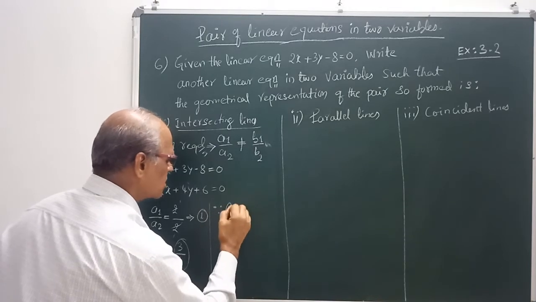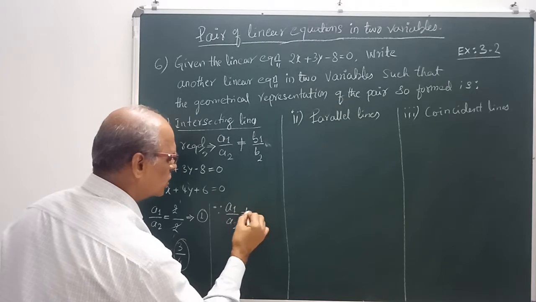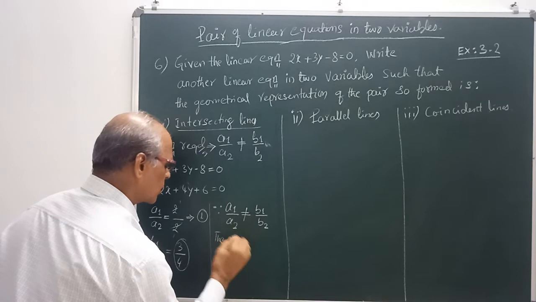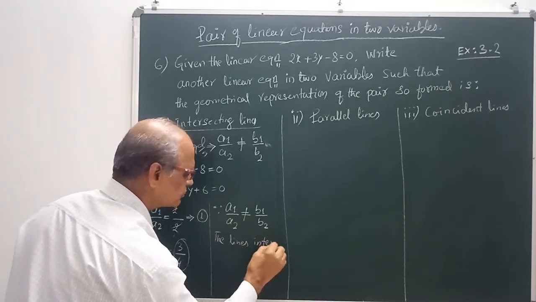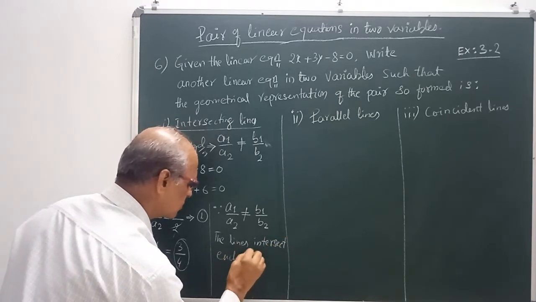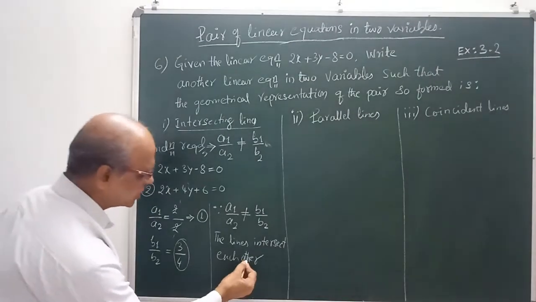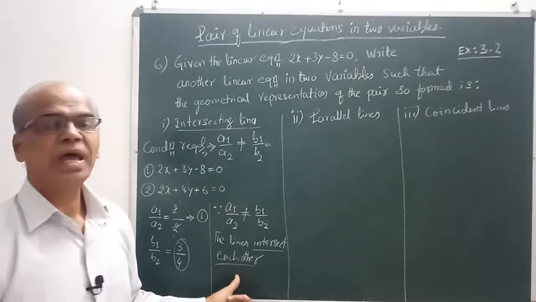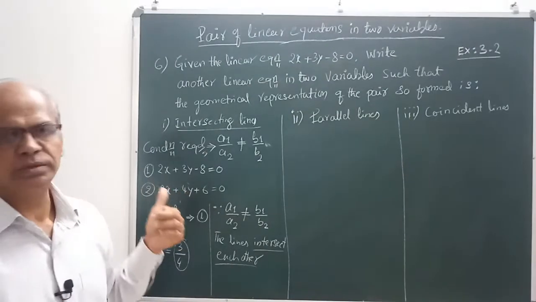That means, since A1 by A2 is not equal to B1 by B2, the lines intersect each other. The lines intersect each other. You can just check it out. When you draw the graph of this, the lines will intersect. Here no need to draw, but you have to frame the equation only.